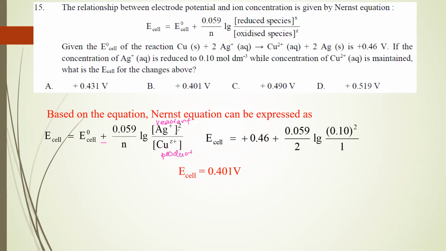So you have Ag+/Cu2+. Okay, so you have positive 0.46 plus positive 0.59 divided by 2 electrons, log 0.10 squared over 1. Okay, so you get E cell equals positive 4.01. So the best answer in here will be B. Okay, so that is for question number 15.